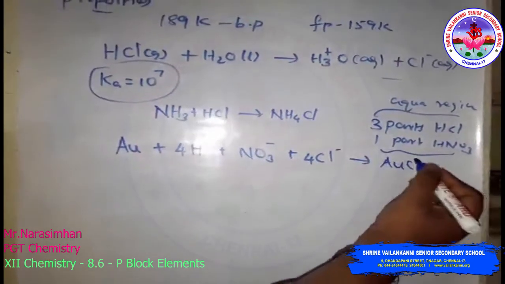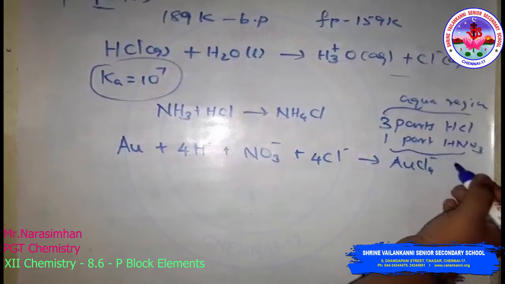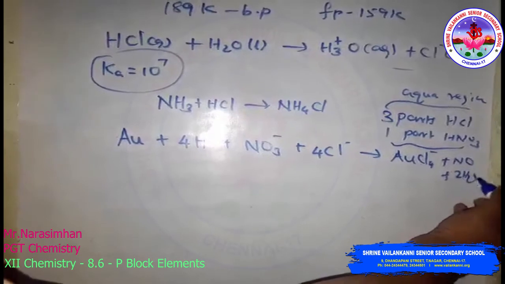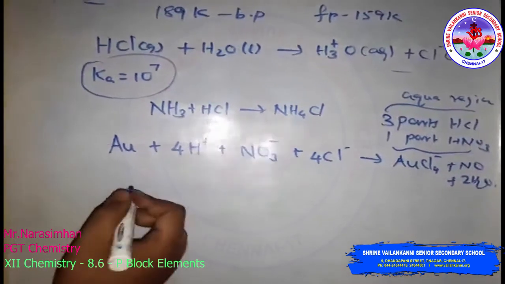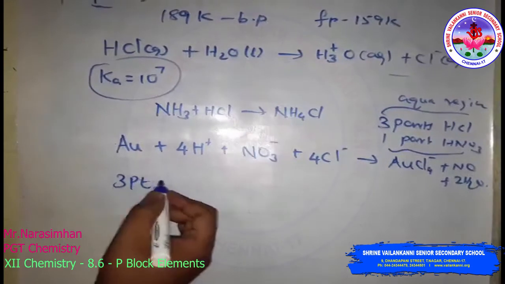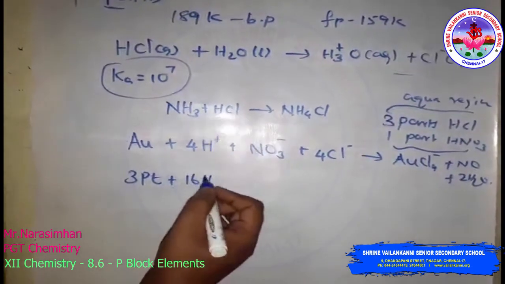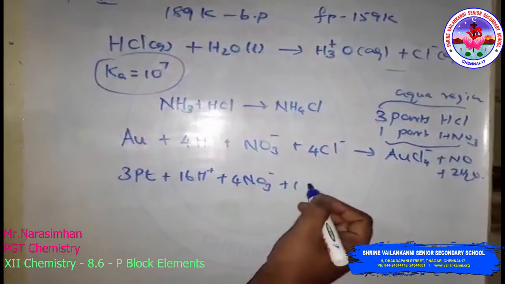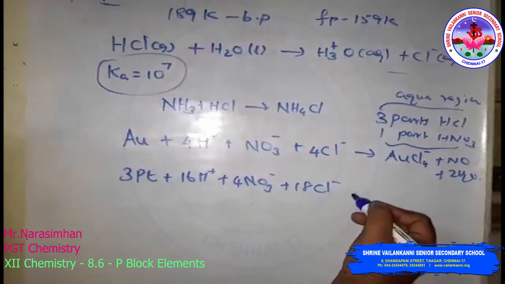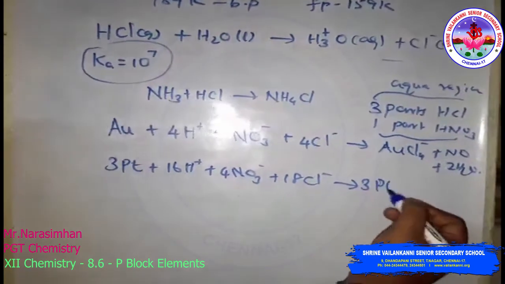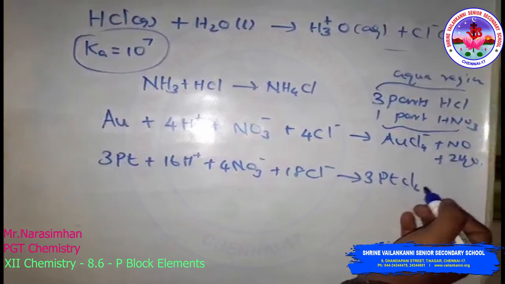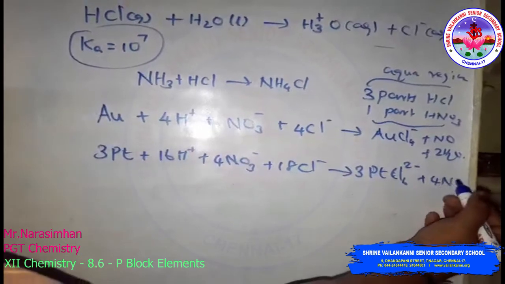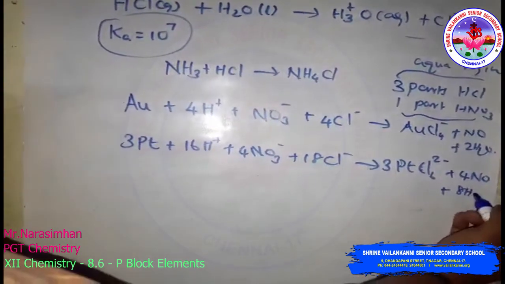You can dissolve it to form gold chloride, nitrogen monoxide, and water. Similarly, platinum reacts with the acid in aqua regia, with 18 Cl minus ions, to form 3 PtCl6 2 minus, then 4 moles of nitrogen monoxide and 8 moles of water.